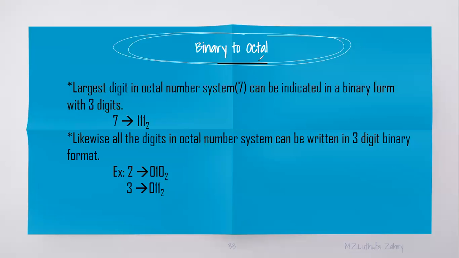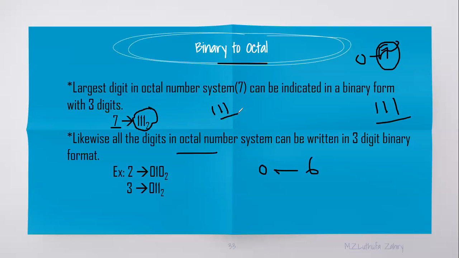Okay, so binary to octal. Now, as I tried to say, 0 to 7. The largest number, 7, is 111. Okay, so this is 111. You can see it, 3-digit format. We have written it as 111. So we can also write the other octal numbers from 0 to 6 in 3-digit format.